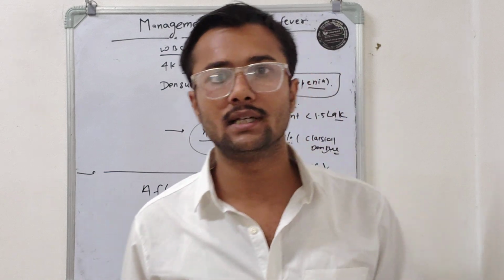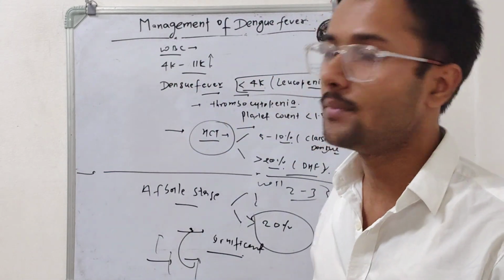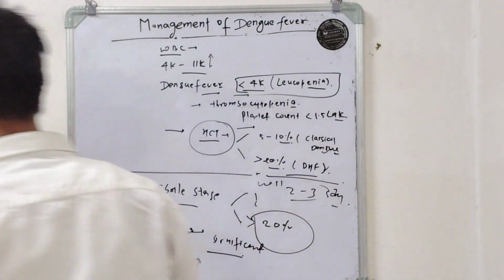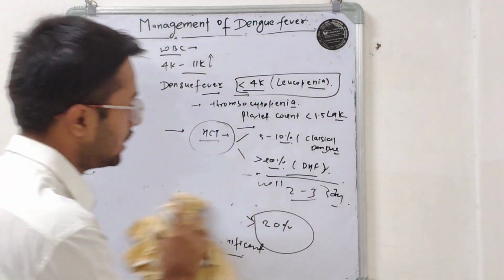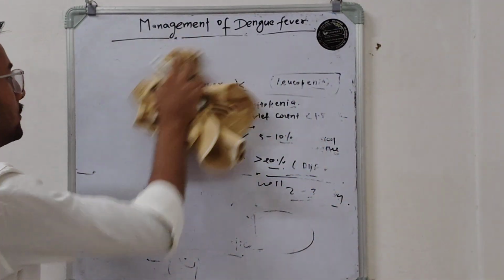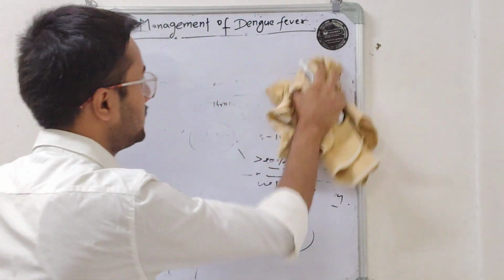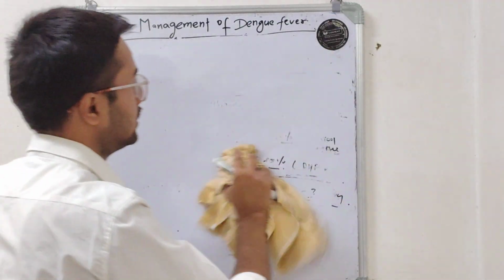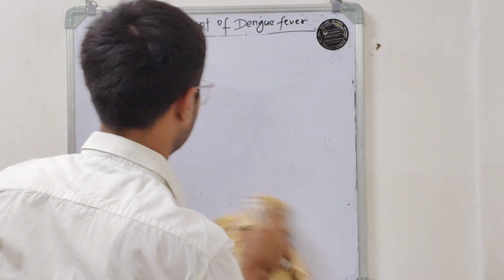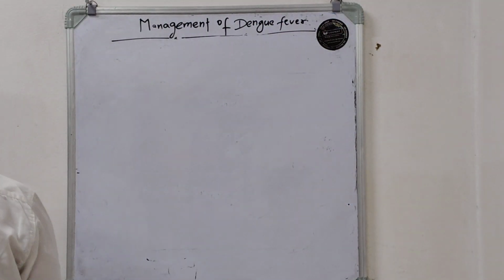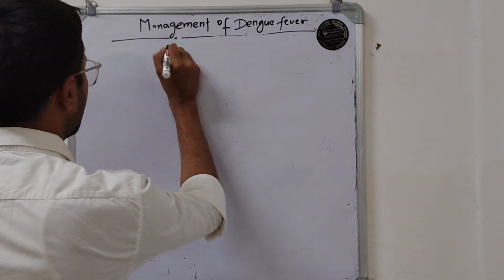So now we go to the treatment part, how we manage such patients. We start with the patient with simple classical dengue fever. Okay, first I have to erase my board. Then I will tell you about classical dengue fever. So we start the management with classical dengue fever.